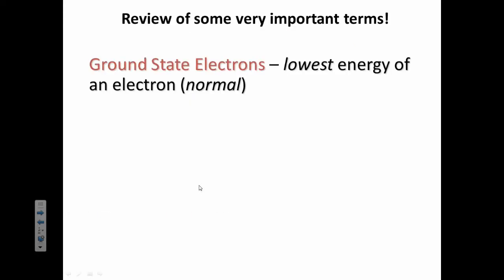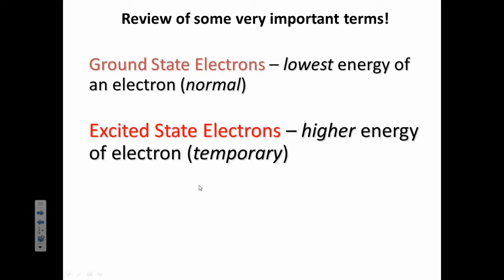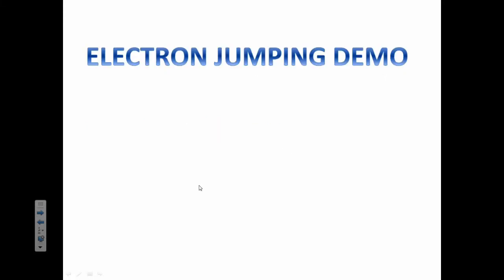Some important terms you need to review to understand everything. Ground state electrons are the lowest energy state of an electron, and an excited state electron is when they jump up to a higher shell and have a higher energy. Temporary. It's very temporary, because what goes up must come down.